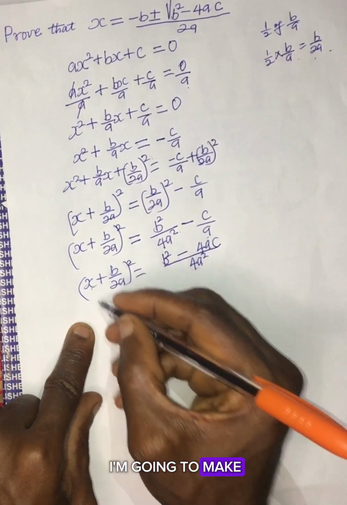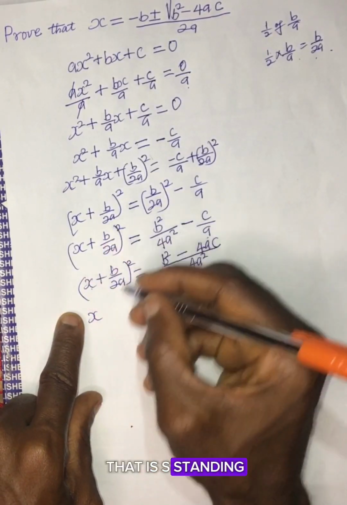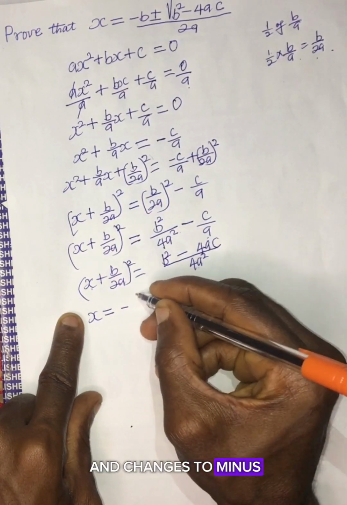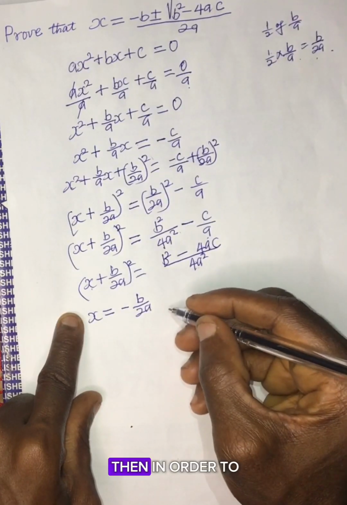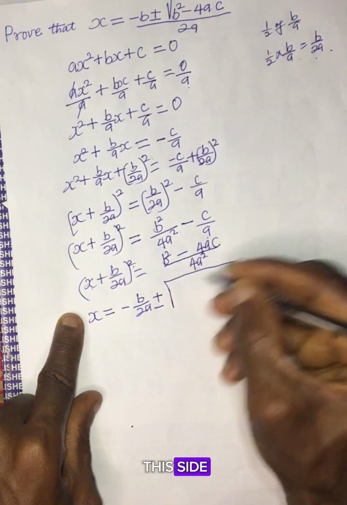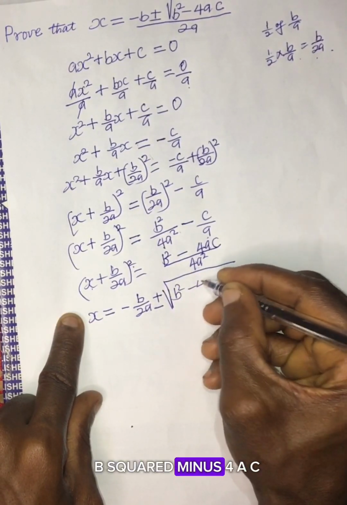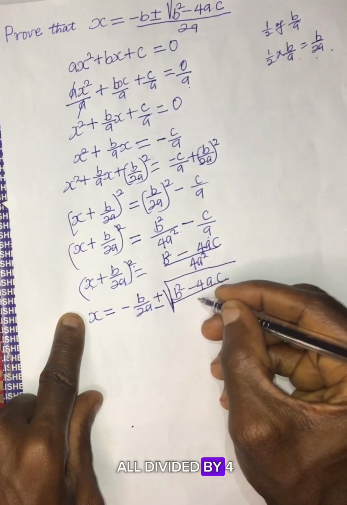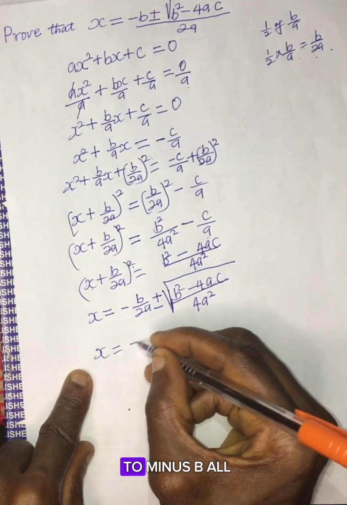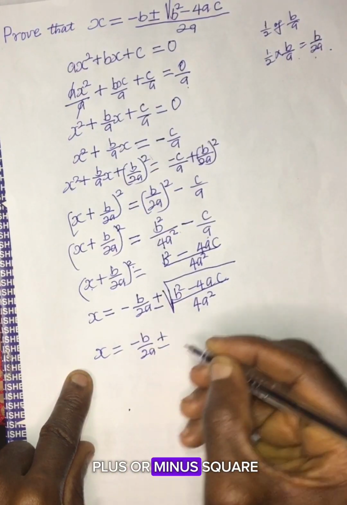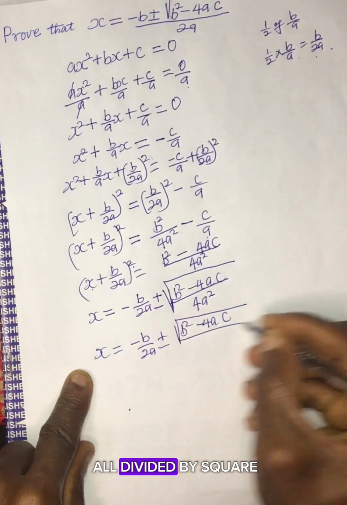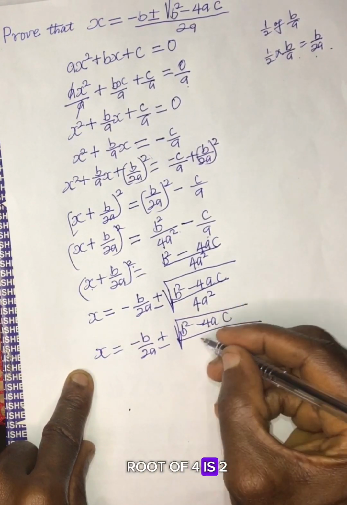So in this case, I'm going to make s the subject of the formula. That is s standing on its own, meaning that b over 2a will leave. Crossing the equality sign changes to minus b all over 2a. Then, in order to remove this square now, I'm going to introduce plus or minus and square root this side. I will now have b squared minus 4ac, all divided by 4a squared. Then s is equal to minus b all over 2a plus or minus square root of b squared minus 4ac all divided by square root of 4 is 2.